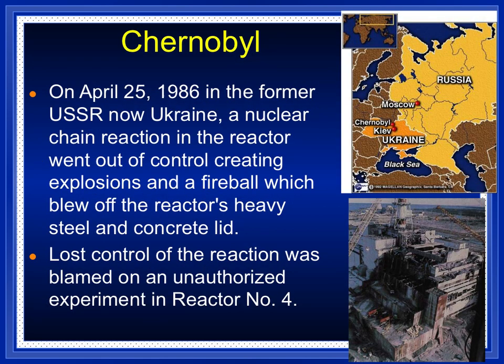We'll move on to Chernobyl next. On April 25th, 1986, in the former USSR, now known as Ukraine, a nuclear chain reaction in the reactor went out of control, creating explosions and a fireball which blew off the reactor's heavy steel and concrete lid. The lost control of the reaction was blamed on an unauthorized experiment in reactor number 4.